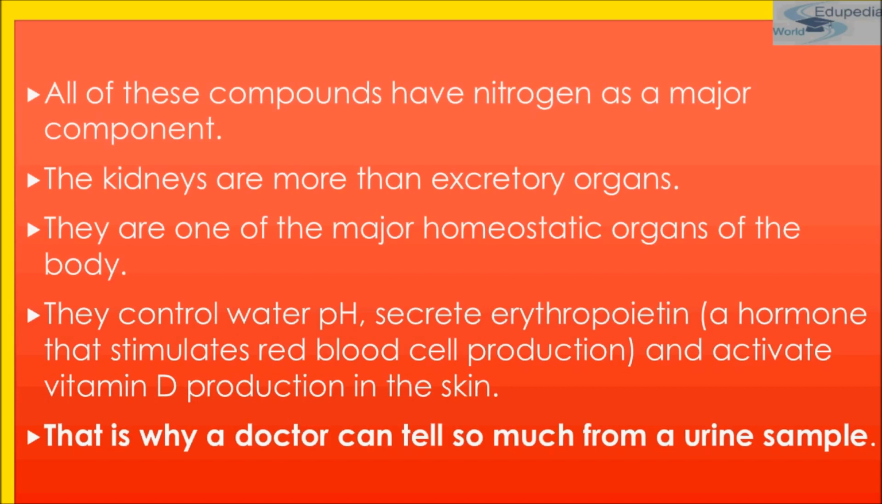So the kidneys are more than excretory organs. They are one of the major homeostatic organs of the body. They control water and pH, and they secrete erythropoietin, a hormone that stimulates RBC production, and it activates vitamin D production in the skin also.